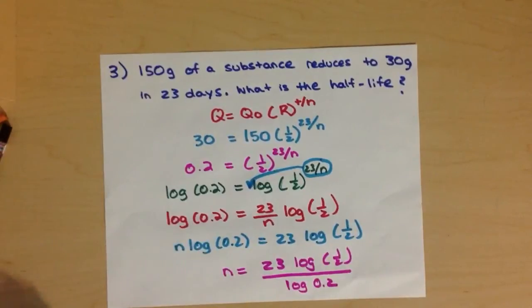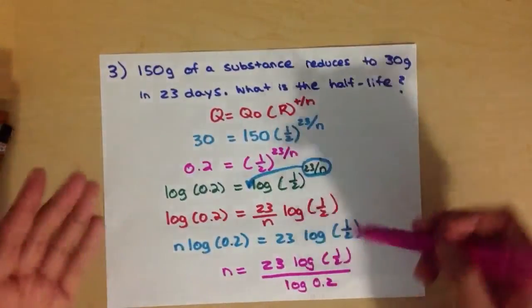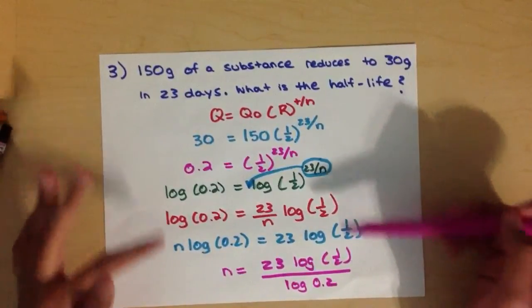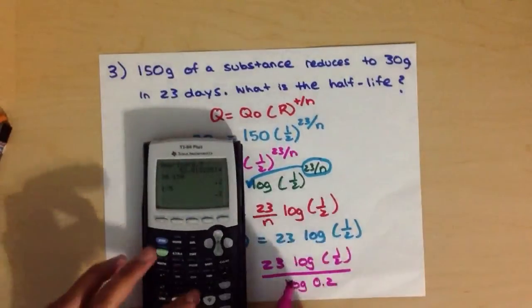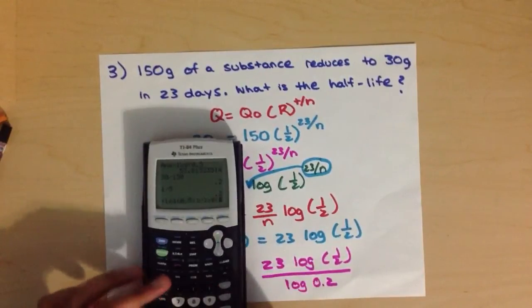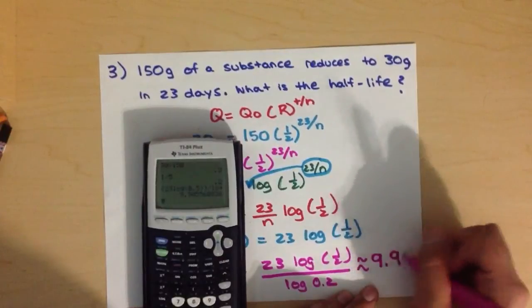So as you can see, it's just a matter of plugging in the values, knowing which value goes with which in this equation, and solving for it using the process of solving exponential equations with our knowledge of logarithms. And that's pretty much all it is. And when you plug this into our calculator, it's going to be 23 log of 0.5 divided by log of 0.2. That's going to approximately be equal to 9.91 days.